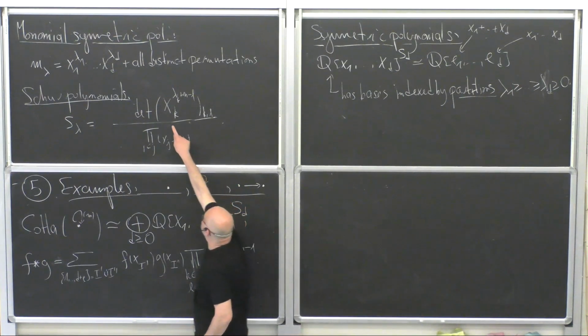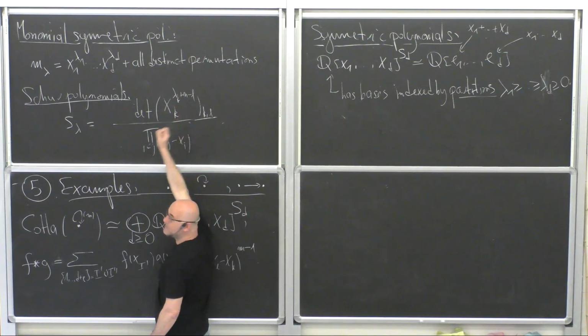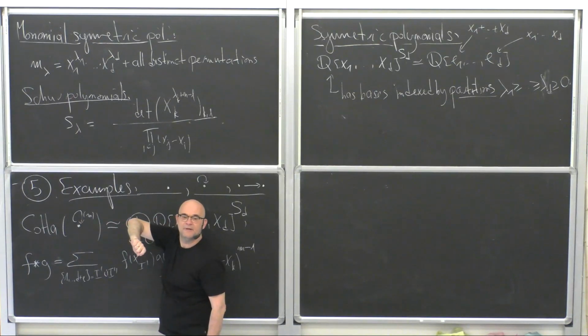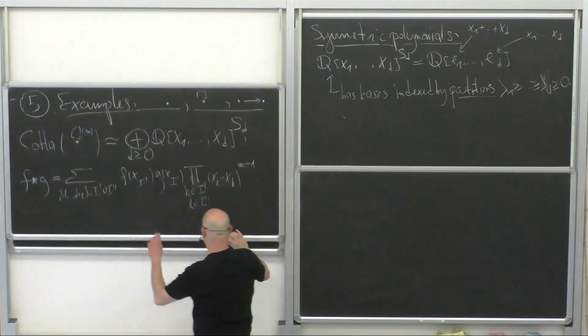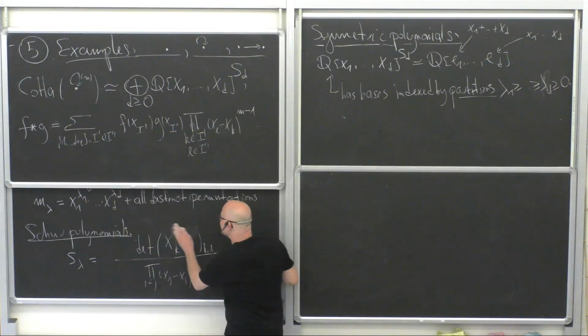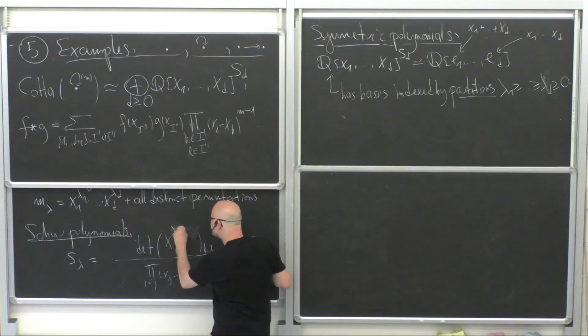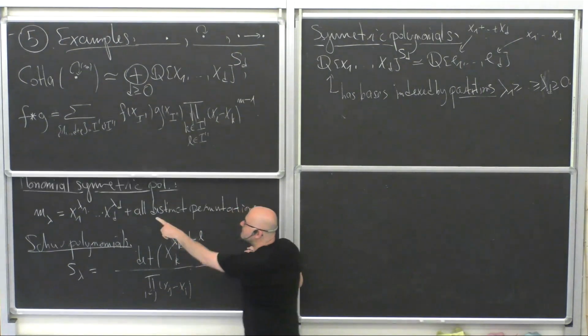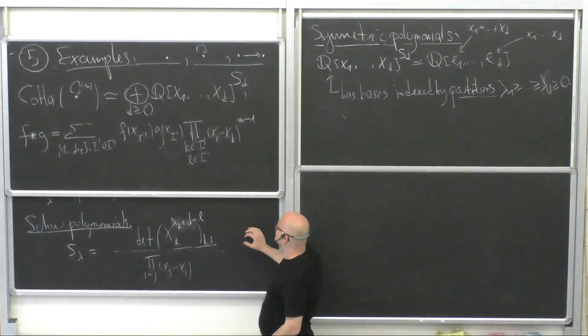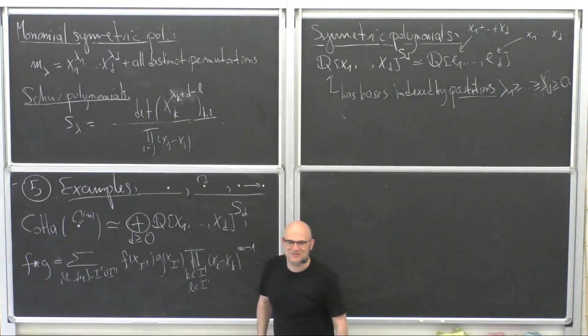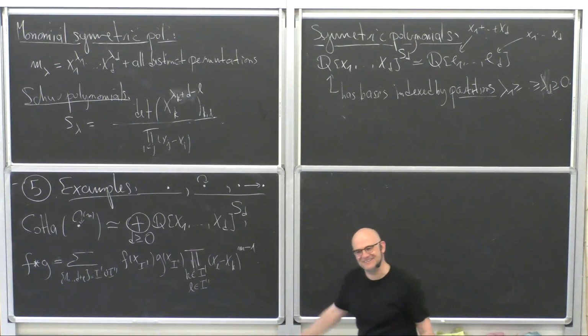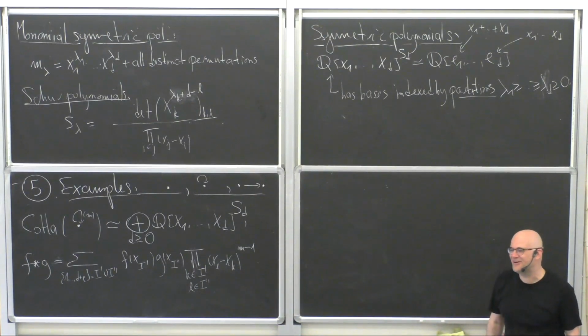It's the variable xk to the power lambda k plus n minus l. Sorry? Oh, n is d. Thanks for this question. That's d, the number of variables we have. I just copied it from the Wikipedia page, and there were n variables there.